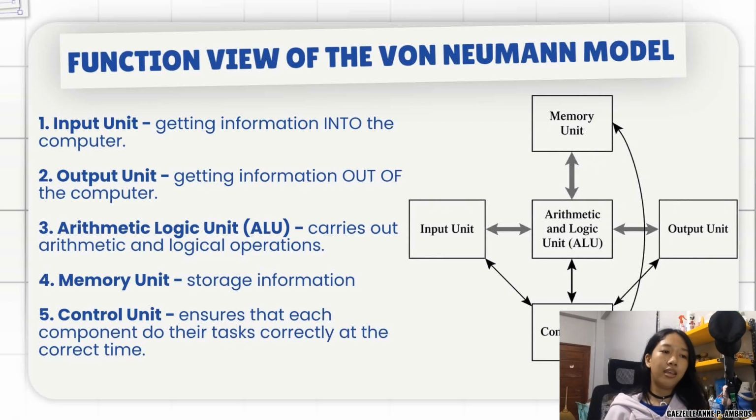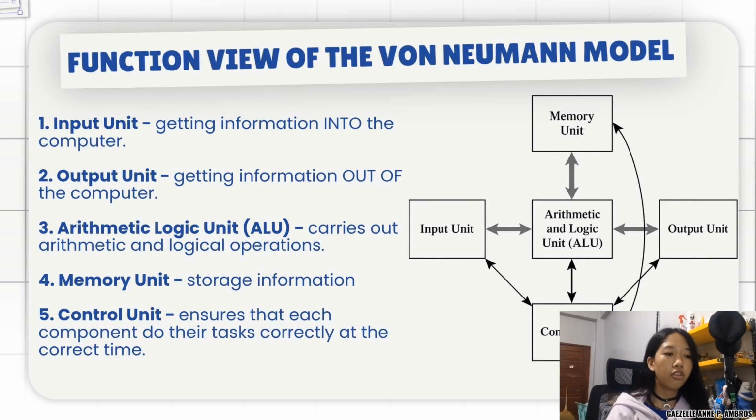Next up, we have the memory unit, which again, is already pretty self-explanatory. This is the storage unit for the system. And of course, lastly, we have the control unit, which, as you can read here, ensures that each component does their task correctly at the correct time. So actually, you can liken this to a supervisor, as the control unit ensures that every single part of the model, every single unit, does what they are supposed to do. So that's the function view of the von Neumann model.